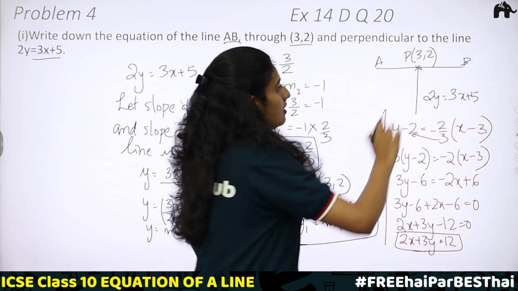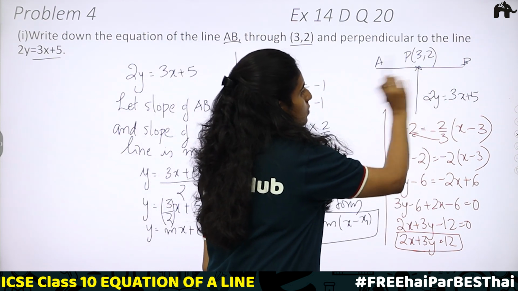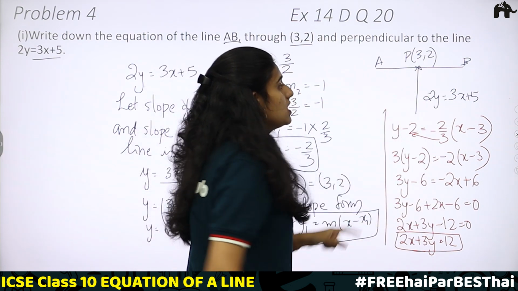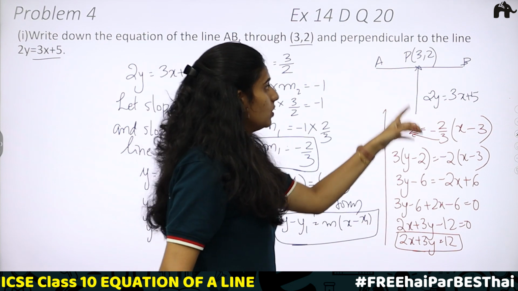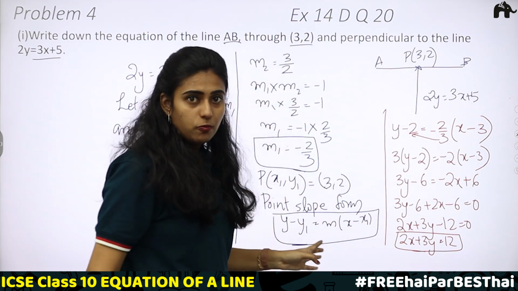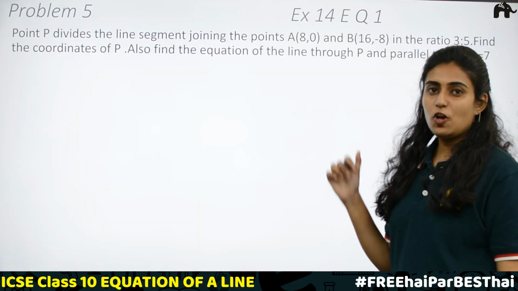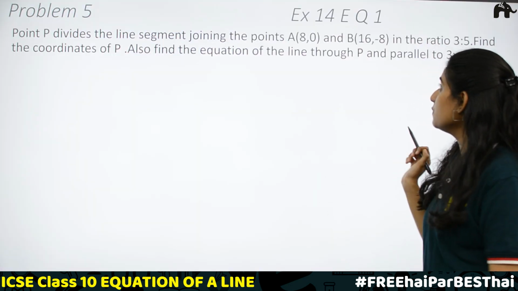Clear? Here we are given a point which lies on AB, that is (3, 2), and the slope of a line which is perpendicular to AB, using which we have used the point slope form to find the equation of line AB. Clear? Now we will be solving a few questions from exercise 14E.